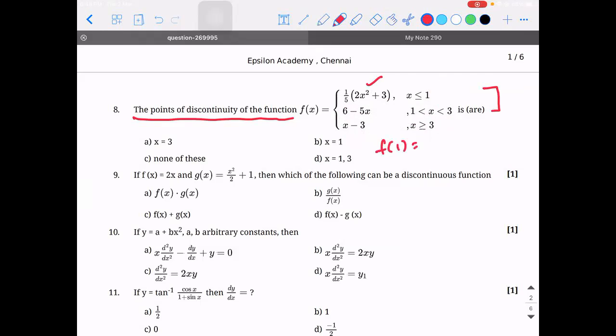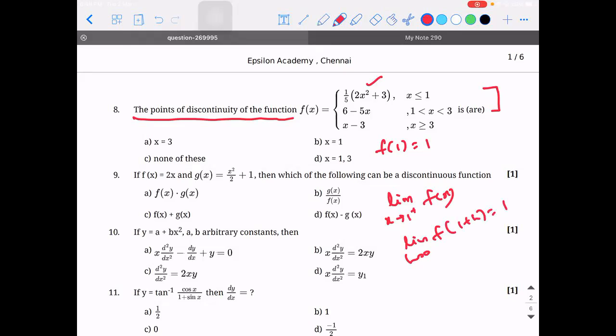F of 1, it is 1. 2 into 1 plus 3, 5 by 5 is going to give you 1. Now, what is the right limit of the function at 1? 1 plus f of x. So how much is it? Limit h tends to 0, f of 1 plus h. That is also going to give you 1.